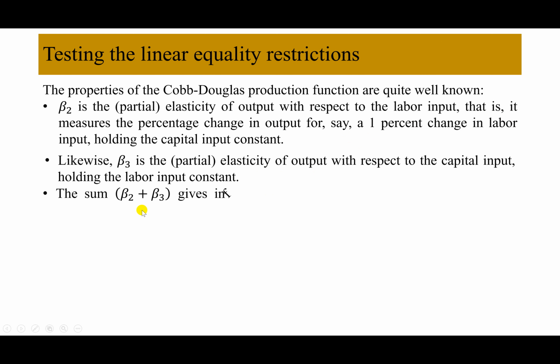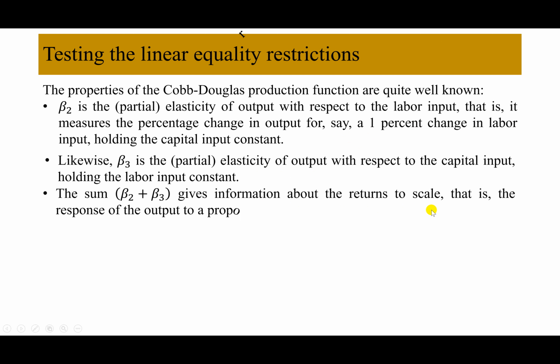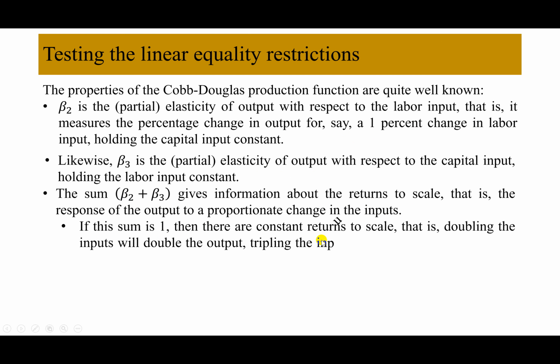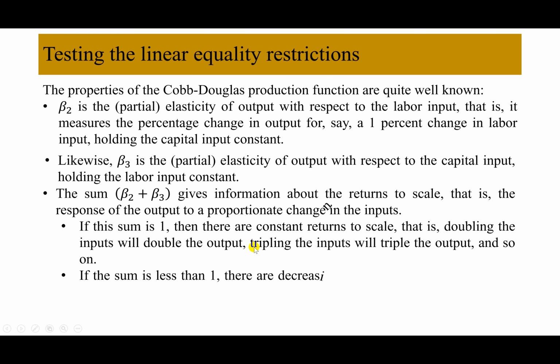The sum beta 2 plus beta 3 gives information about the returns to scale, that is, the response of the output to a proportionate change in the inputs. If this sum, beta 2 plus beta 3, is equal to 1, then there are constant returns to scale. That is, doubling the inputs will double the output. Tripling the inputs will triple the output, and so on.